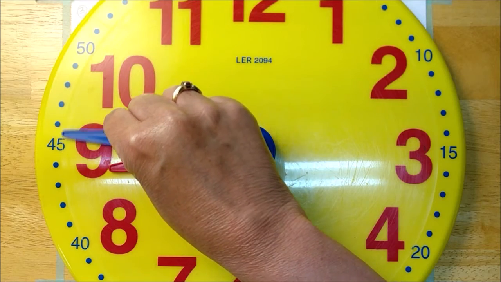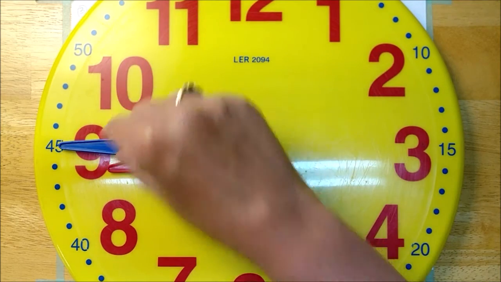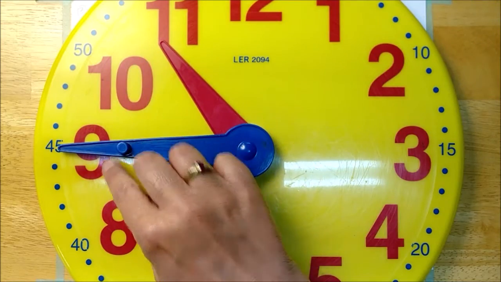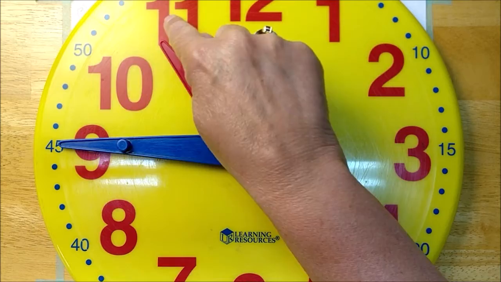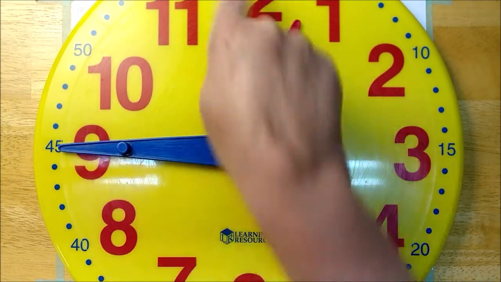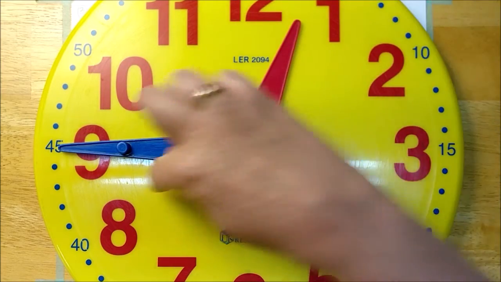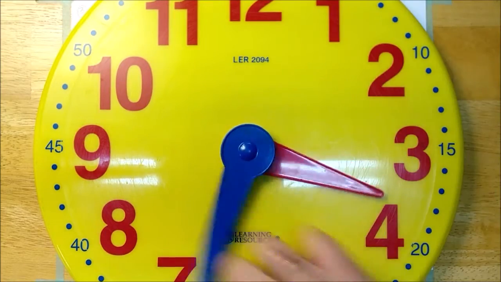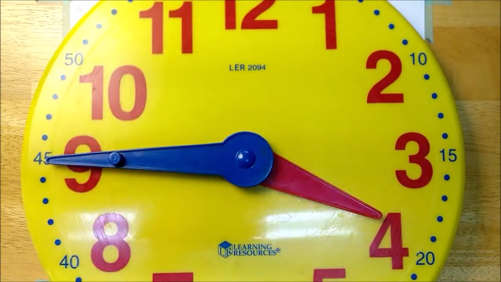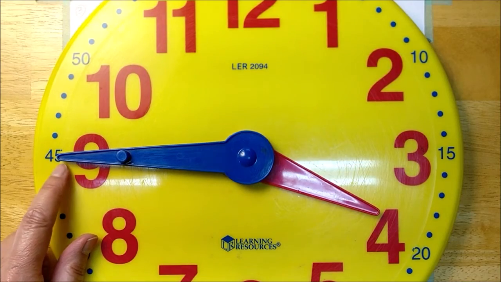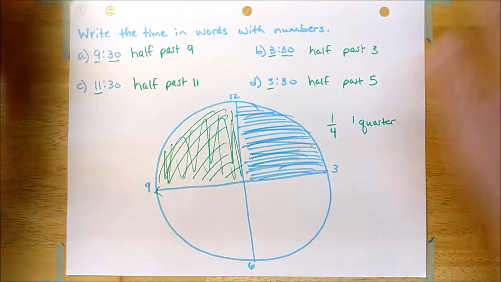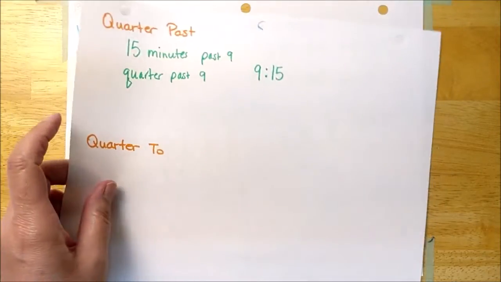What's it going to be when it goes 1/4 of the way? 9. So this would be 1/4 to 9. What would this be? 1/4 to 11. This would be 1/4 to 1. That would be 1/4 to go till 4. How many minutes have gone by when you're pointing at the 1/4? 45. So 45 minutes have gone by when you're pointing to the 1/4.